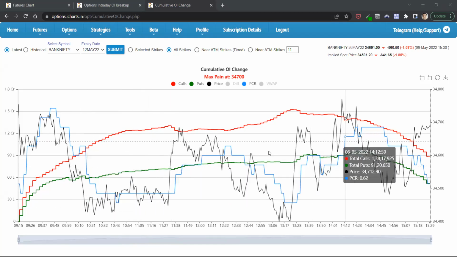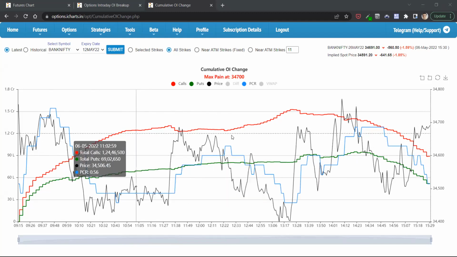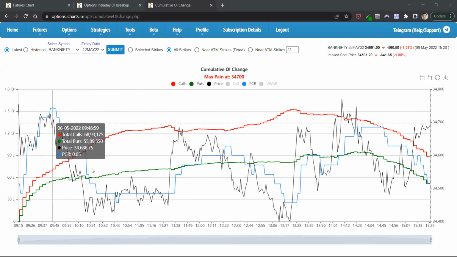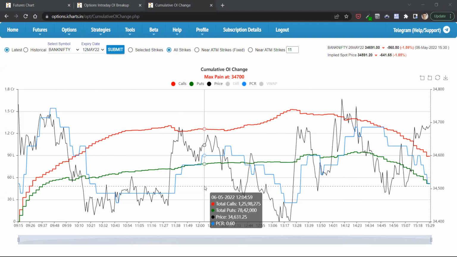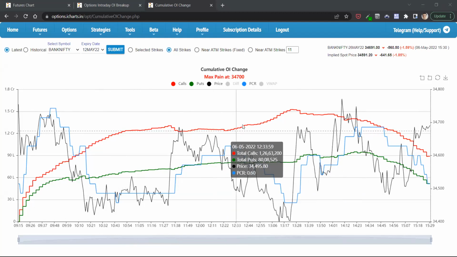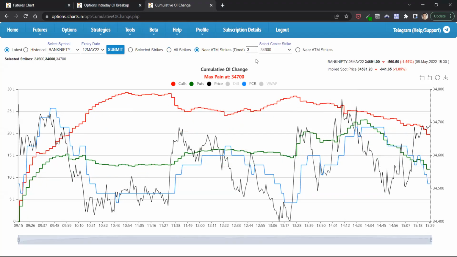On sideways days, it may not be that useful, like the way it is over here. Price is going up and down, but on most days it will be a lot more useful. You can check this. You can also go for near ATM strikes. Fixed means once you select this, it won't change. When you load this and select fixed, these 3 strikes that get selected are fixed. They won't change throughout the day. Based on this, you will get the picture of what is happening around these strikes.